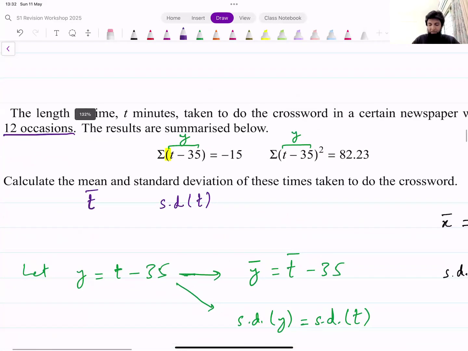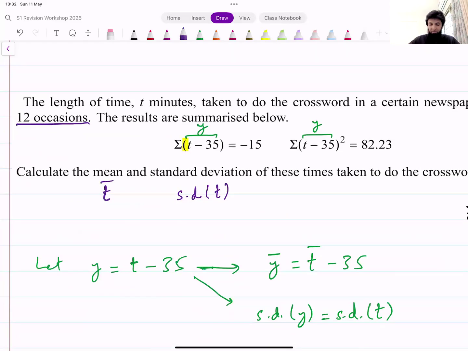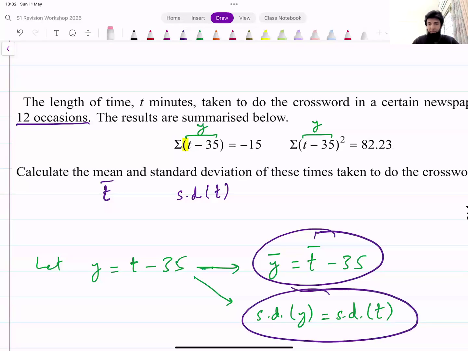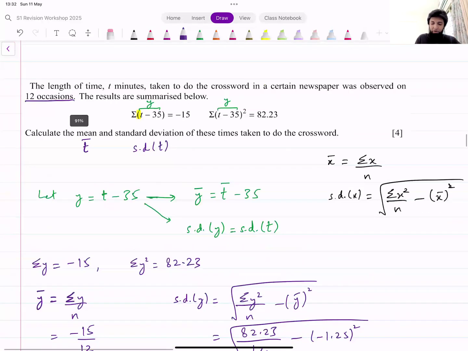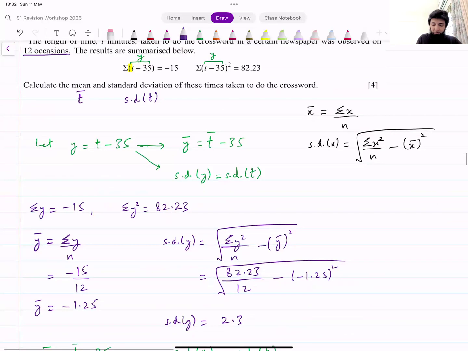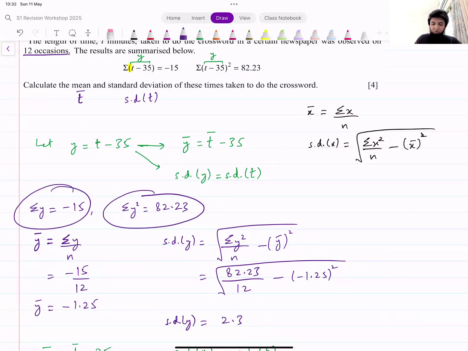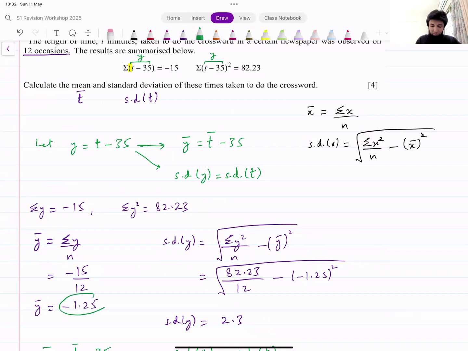If y is equal to t minus 35, we know from the concept that we did that the means are going to have the same relation as well, and the standard deviations are going to be equal. And now you are given information in terms of y. You're given that sigma y is -15, sigma y squared is 82.23. You find the mean of y, that turns out to be this. You find the standard deviation of y, that turns out to be this.